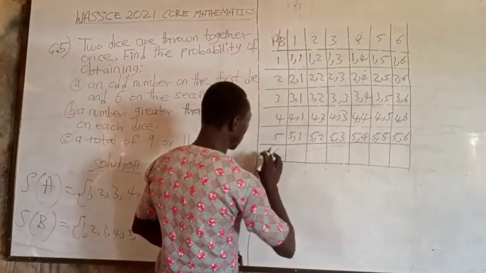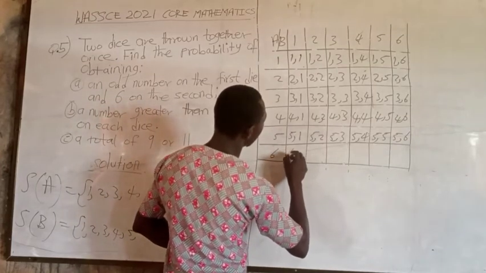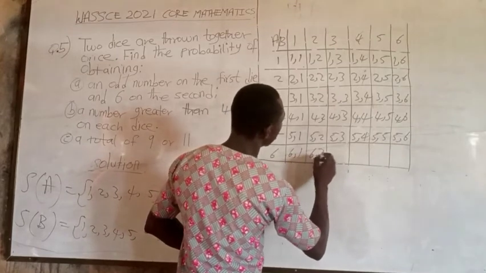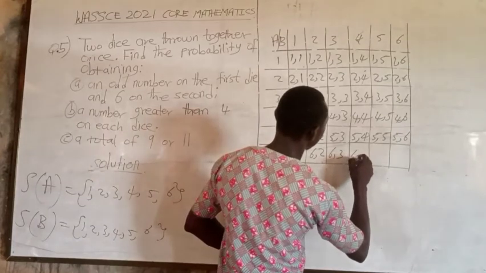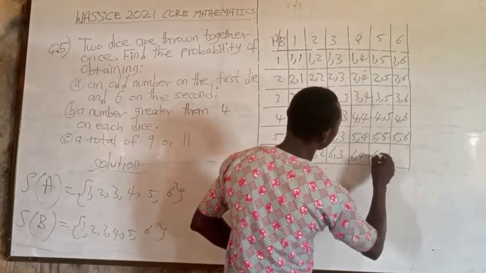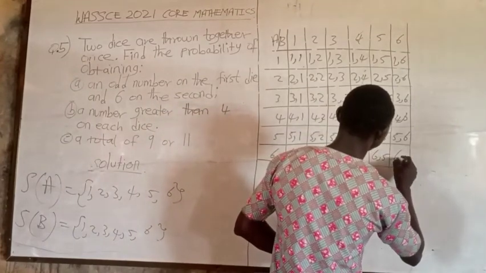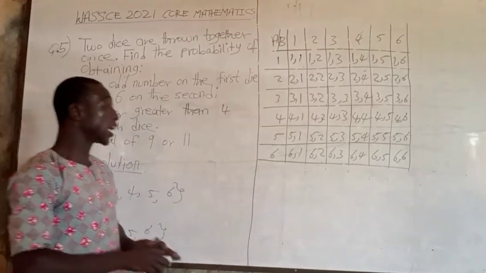And the last row, we are getting 6, 1, 6, 2, 6, 3, 6, 4, 6, 5, and 6, 6. Okay, so we are done with the table.